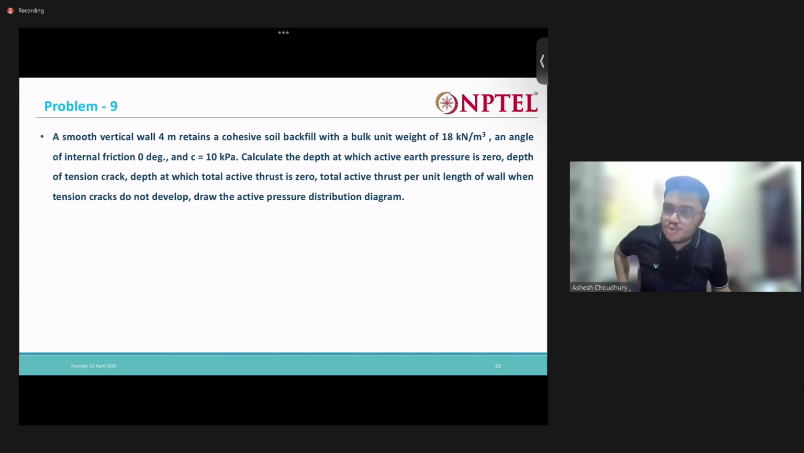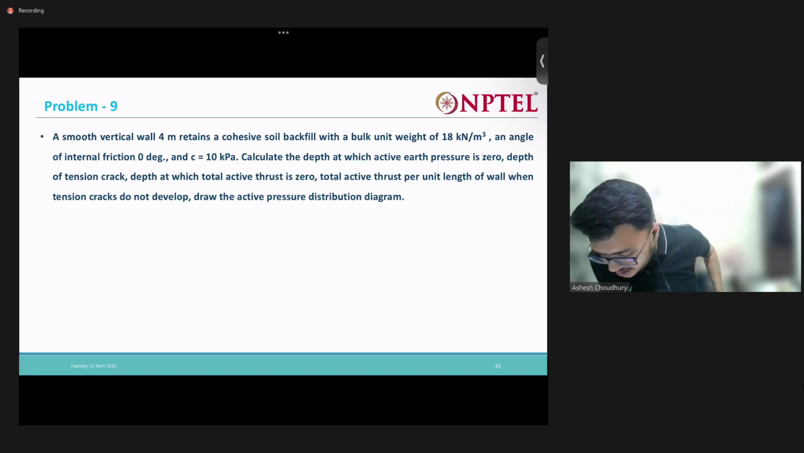Next problem: a smooth vertical wall 4 meter retains a cohesive soil backfill with a bulk unit weight of 18 and an angle of internal friction 0. So phi is 0, C is there. Calculate the depth at which earth pressure is 0, means Z naught. Again, that Z naught we have to find out. Depth of tension crack, or depth at which total active thrust is 0. Total active thrust per unit length of the wall when tension cracks do not develop. And draw the active pressure distribution diagram.